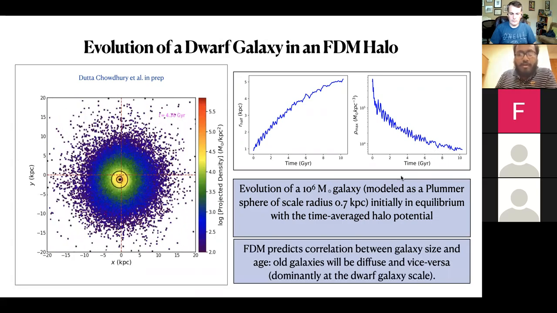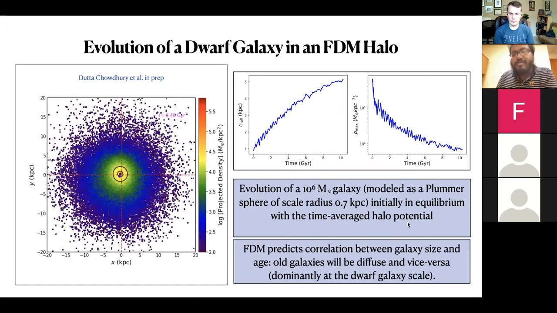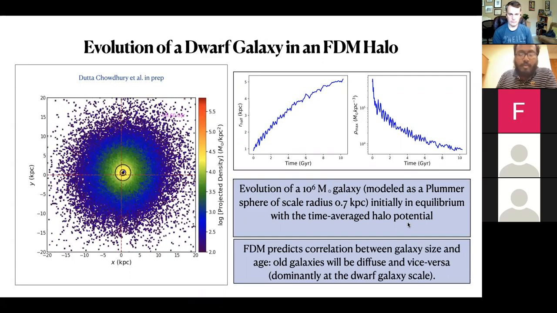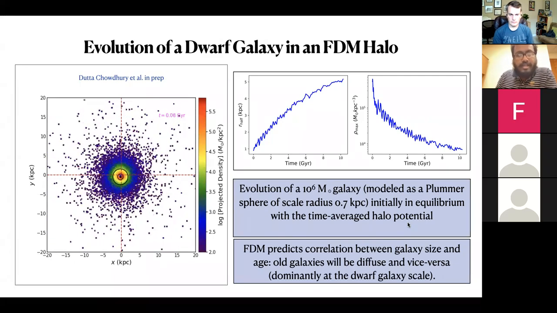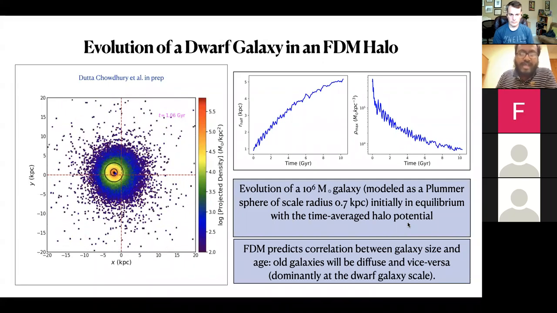So therefore, there's another prediction in fuzzy dark matter, and that would be a correlation between galaxy size and age. Older galaxies will tend to be more diffuse, and therefore we can also try to think about constraining fuzzy dark matter using the sizes of dwarf galaxies.